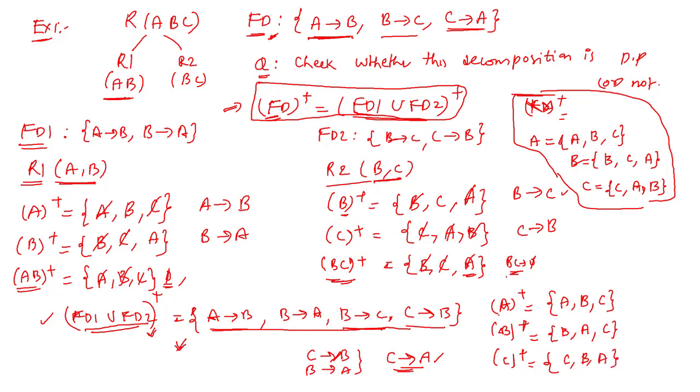Here also you can observe the closures of FD1 union FD2. Those are equivalent to the closures of this functional dependency set. Now also we can say that based on this equation, this decomposition is dependency preserved here, okay? But basically I no need to calculate the closure. Simply based on these functional dependencies, I can say whether this functional dependency is present in this union or not.